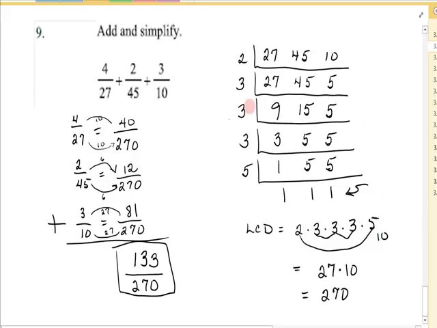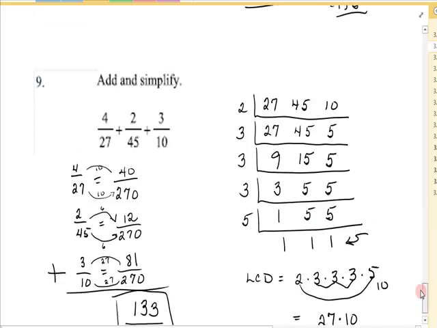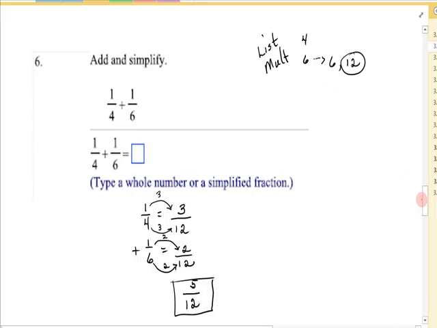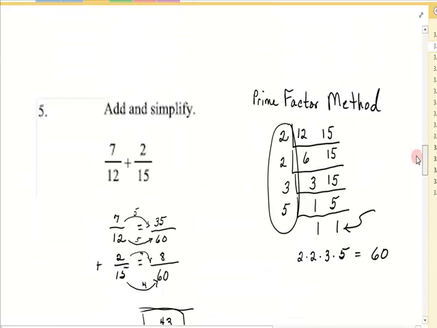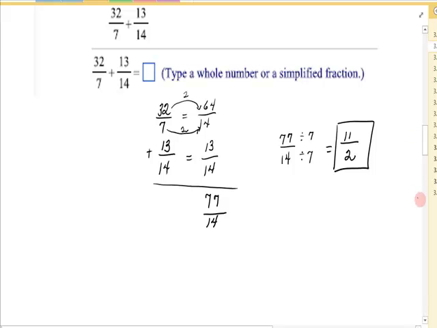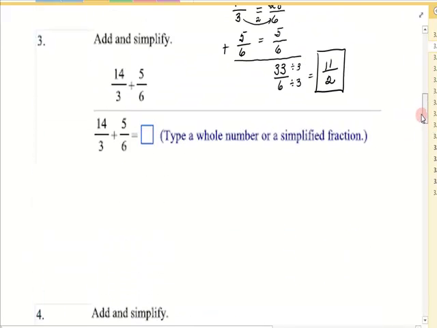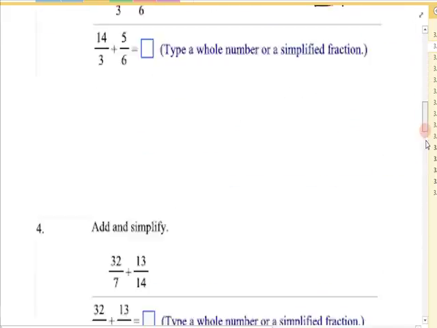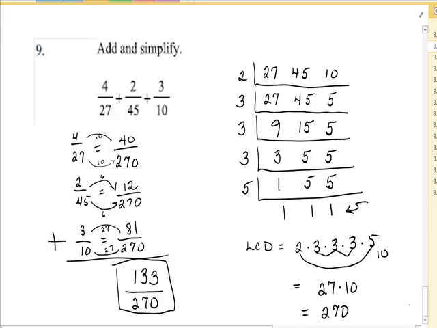I know this problem involved bigger numbers, a little bit harder because there were 3 fractions, but it gave us an opportunity to practice finding that common denominator. Sometimes we did prime factors, and sometimes we did listing multiples. This one was listing multiples, and sometimes we had a common denominator. So remember, with addition, you have to have that least common multiple to get started.